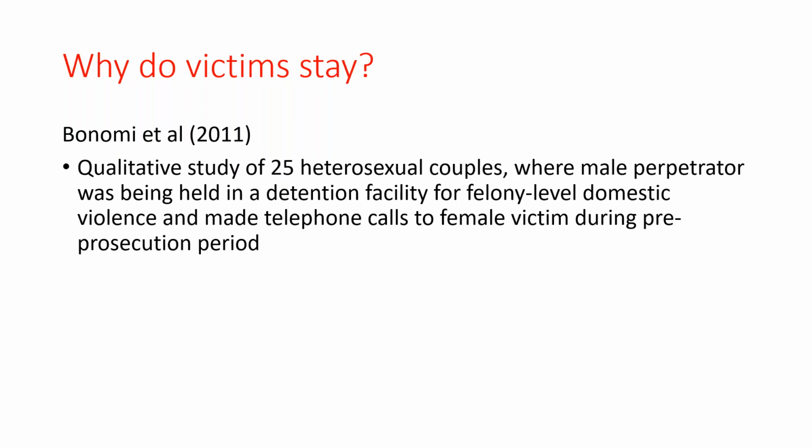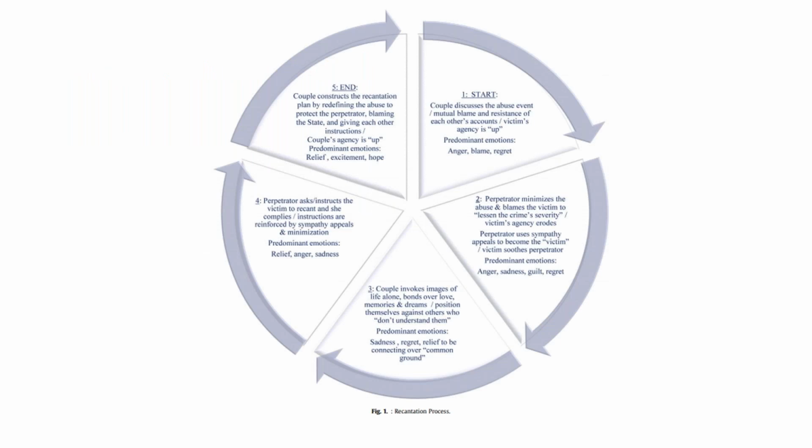There is a fascinating study that was done in 2011 of 25 heterosexual couples. The male was being housed in the jail for the pendency of the case. The female, of course, was not, and there were multiple jail calls that were exchanged from the male to the female. And what's fascinating about this study is that it saw that every single one of these 25 couples' jail calls followed this exact same cycle. It started out when the acute battering incident happens. It starts out where the victim's agency is up, she's upset, she's blaming the defendant, just like she should, right? From the outside looking in, that's what we think victims should do.